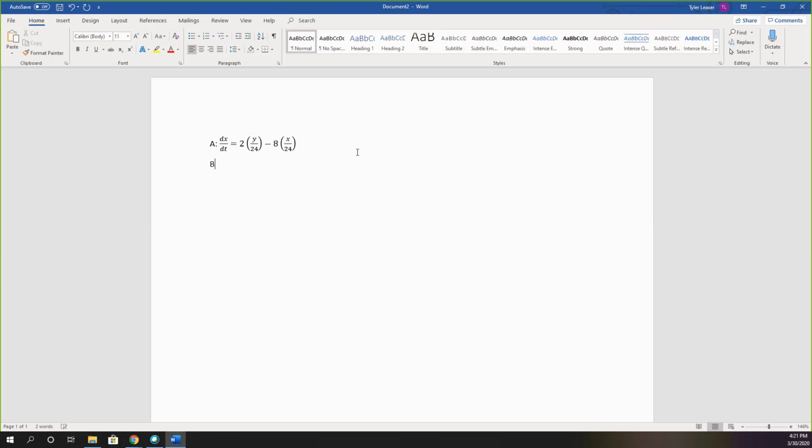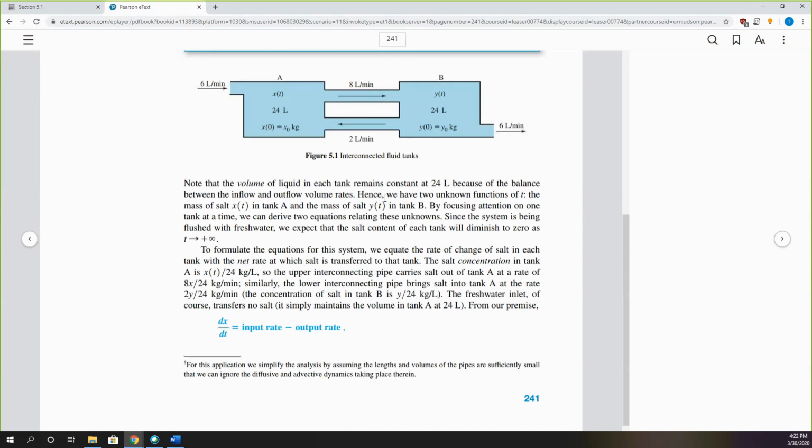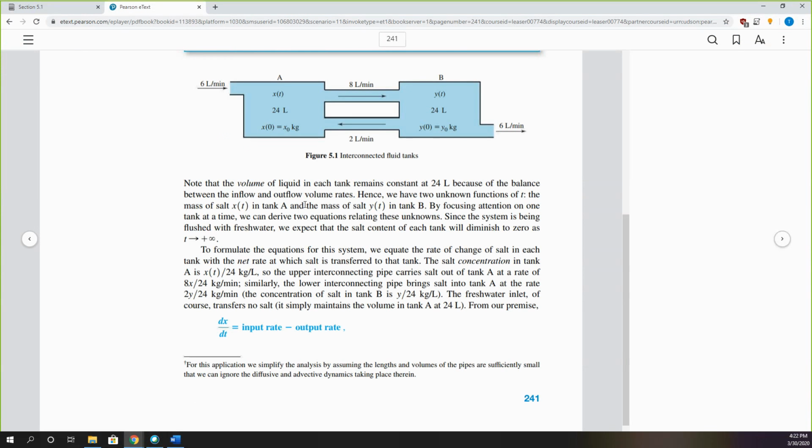All right, let's jump to B. So with B, this is also going to be a derivative, but this is going to be dy dt, the amount of change in salt, y, with respect to time. It's going to be the input rate, the amount of salt going in. For B, the only salt that's coming in is coming from A through this pipe, the 8 liters per minute. So it's going to be the 8 times the concentration, which is going to be the X over 24. And that's going to be minus the salt going out.